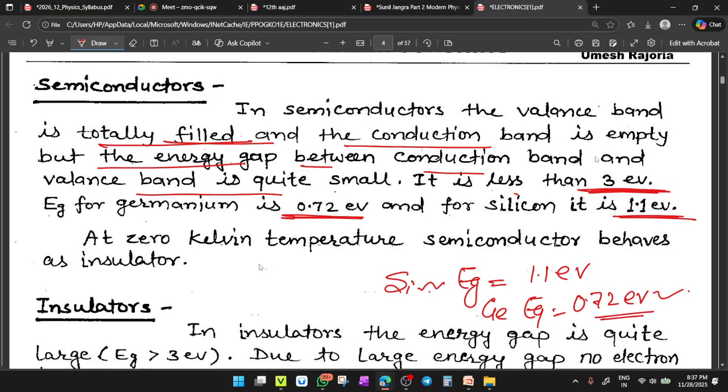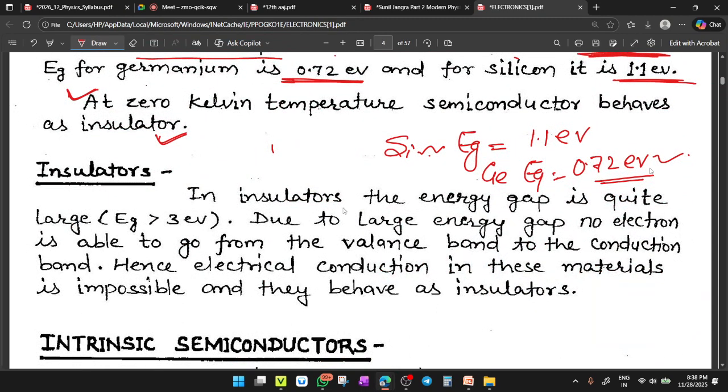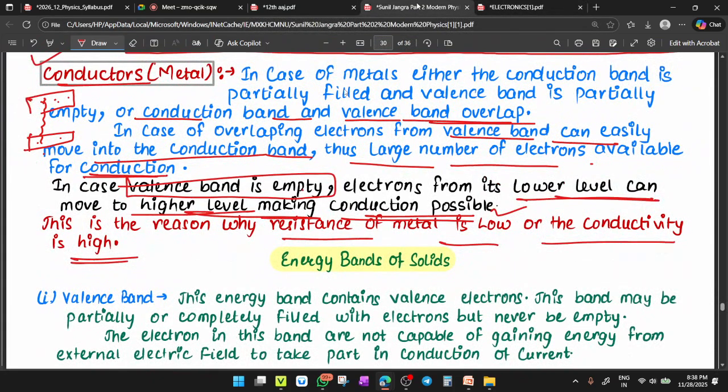Okay, at 0 Kelvin temperature a semiconductor behaves as an insulator. I told you at 0 Kelvin temperature the electron motion will be stopped, so no electron can transit to the conduction band, so it behaves like an insulator. Next, insulator. In an insulator, the energy gap is quite large, that is, Eg is greater than 3 electron volt. Due to the large energy gap, no electron is able to go from the valence band to the conduction band. Hence, electrical conduction in these materials is not possible. So they behave like insulators.